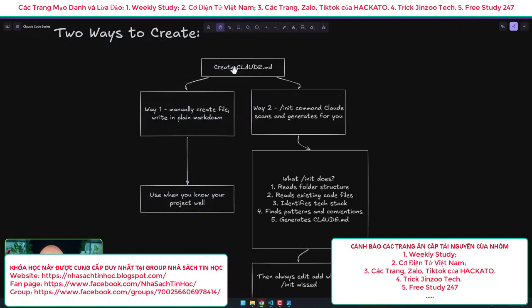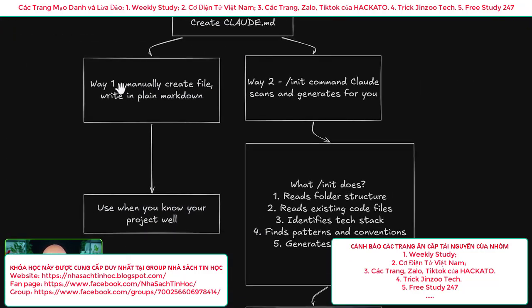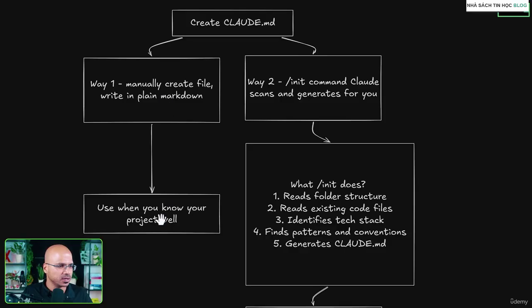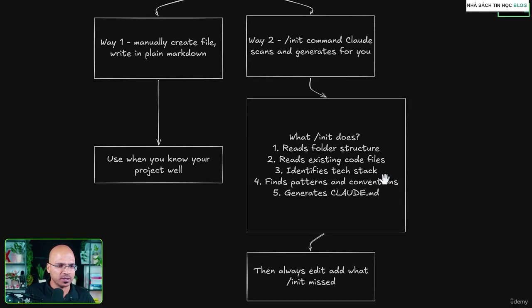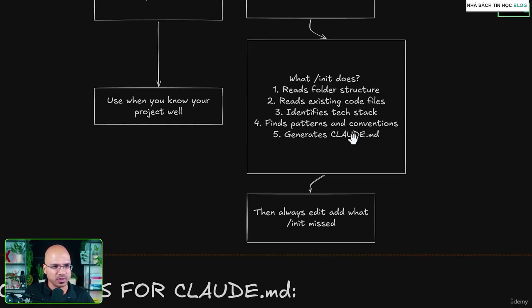So there are two ways of creating this file. You can create it with the manual approach, where you write it yourself if you know your project well. You can type everything, or maybe you can take help of the AI assistants to create that markdown file, or you can just say /init. It will scan the entire project and give you that. It will read the project structure, read the existing files, find the patterns and conventions, and then generate this file.